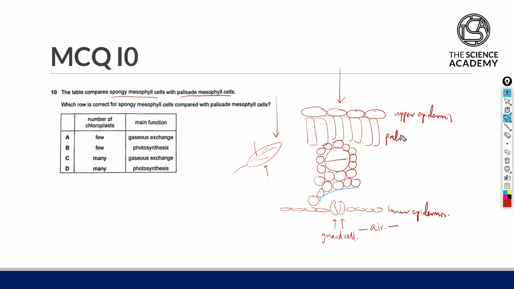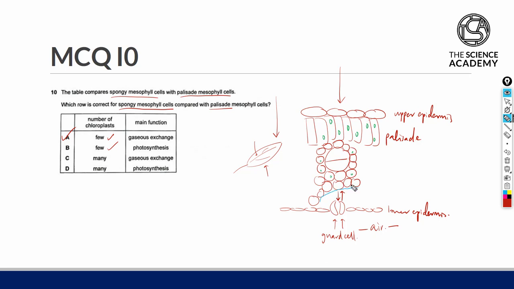Palisade mesophyll cells are going to be closer to the light and therefore have a higher amount of chloroplasts that can help the plant to photosynthesize. This is in comparison to the spongy mesophyll cells that will have fewer chloroplasts. Therefore, the number of chloroplasts for spongy mesophyll cells should be few instead of many when compared to the palisade mesophyll cells. And the main function of these spongy mesophyll cells is for gaseous exchange. Therefore, option A will be the correct answer.